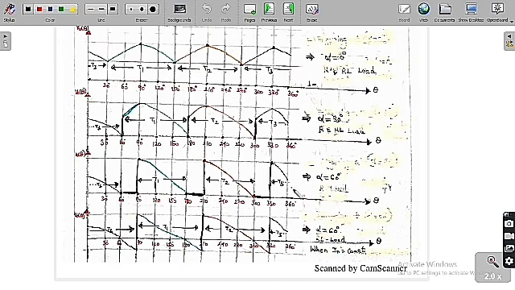So this is the actual diagram of the output voltage we are going to get. Up to 30 degrees, whether it is R load or RL load, the output voltage is continuous. But after 30 degrees, for R load only, it is going to become discontinuous.